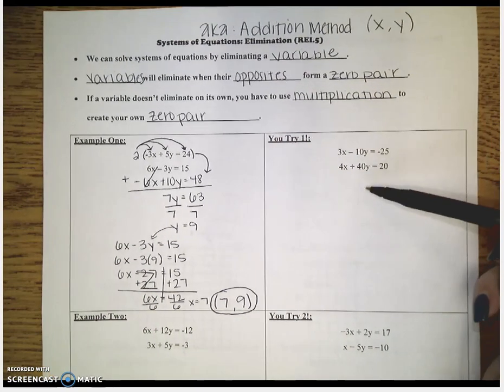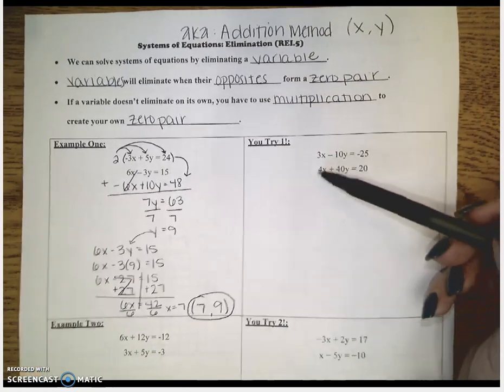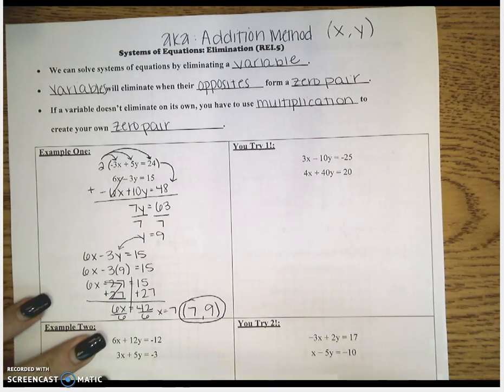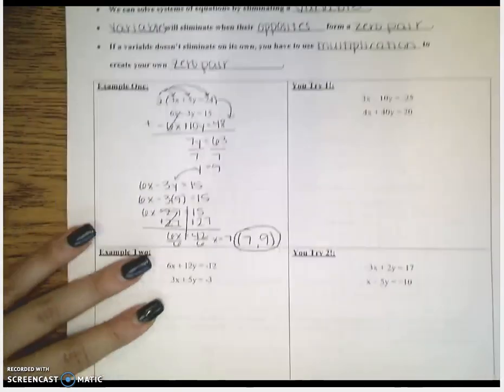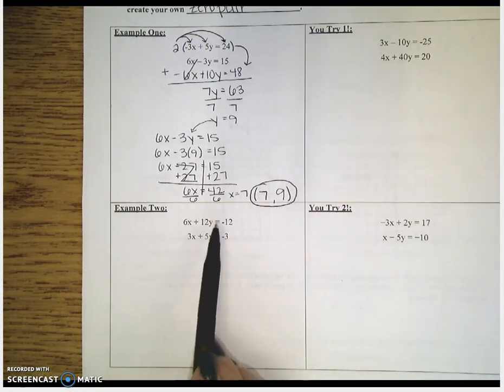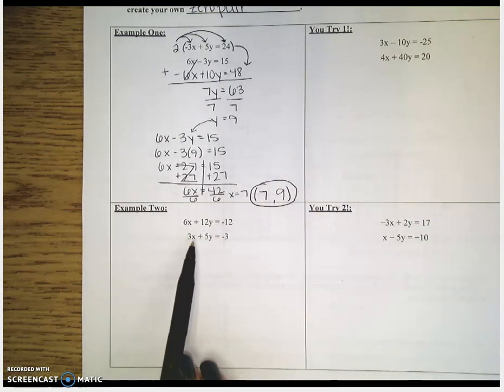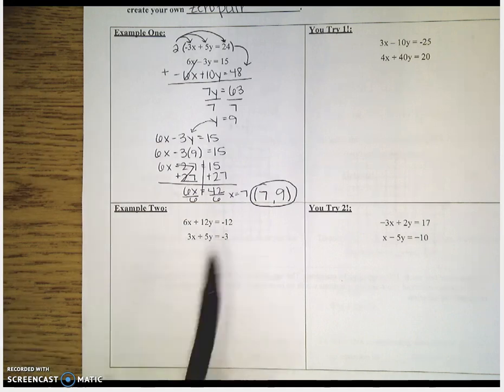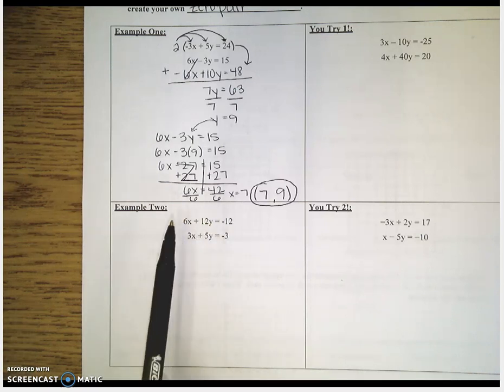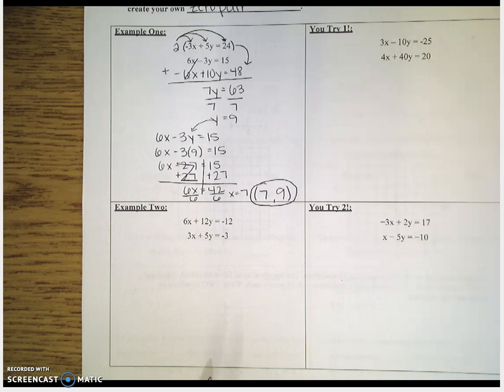We have this example here. 3x minus 10y. Oh, that's a you try. Let's do this one down here since they want you to try that one on your own. But I'll do this one with you here. We have 6x plus 12y equals negative 12, and 3x plus 5y equals negative 3. 6x and 3x don't cancel out. 12y and 5y don't cancel out. So I need to figure out what I can multiply one of these equations by to get a zero pair.